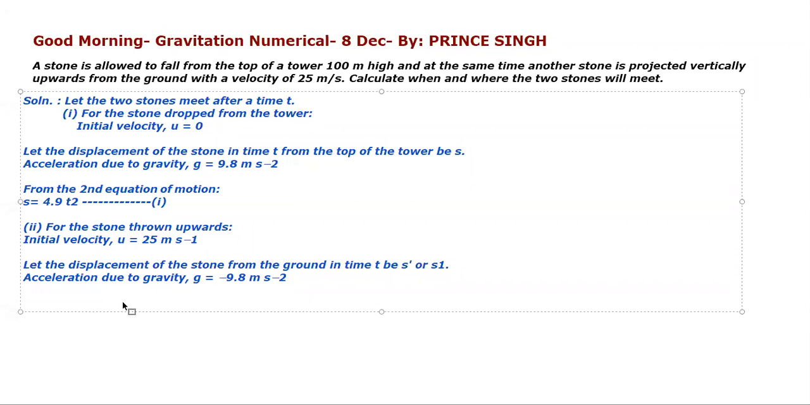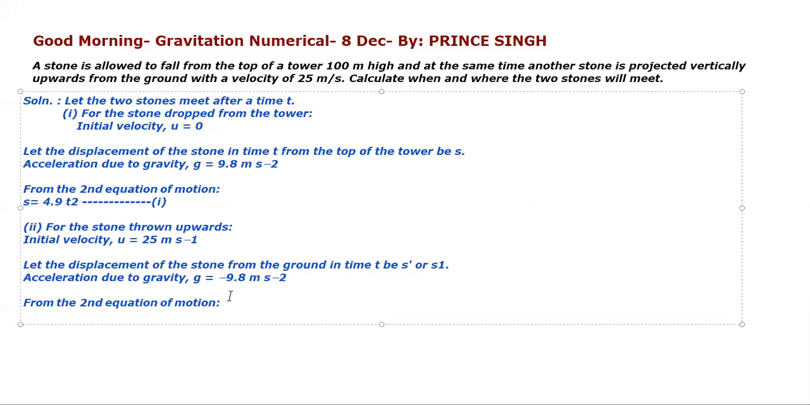Now for the displacement of the stone from the ground in time t, s dash or s1, the acceleration due to gravity is minus 9.8 because it is against the gravity. Again we will use the second equation of motion for the value of s dash or s1. You can take 4.9 in round figure as 5.